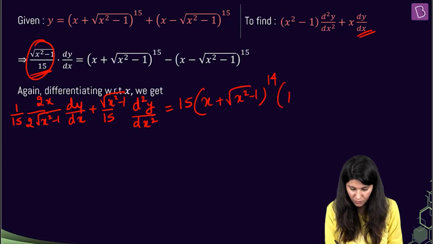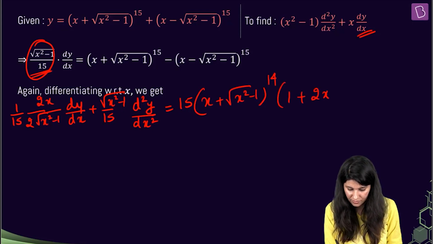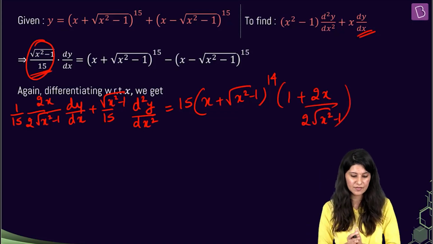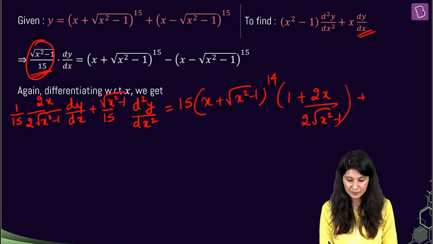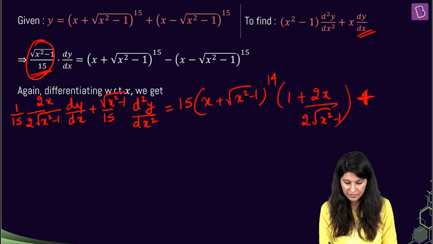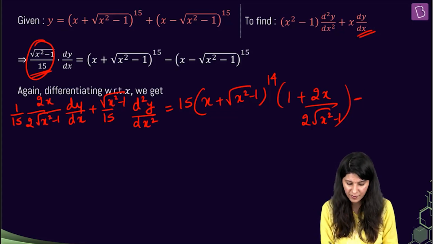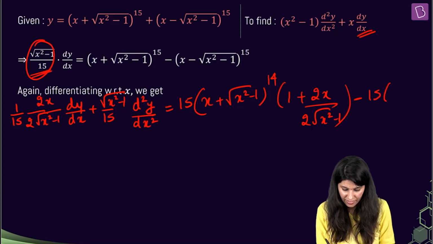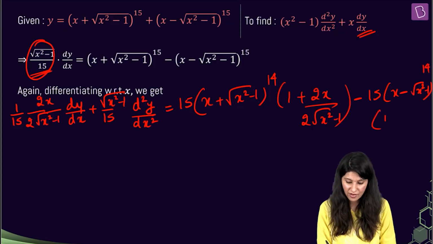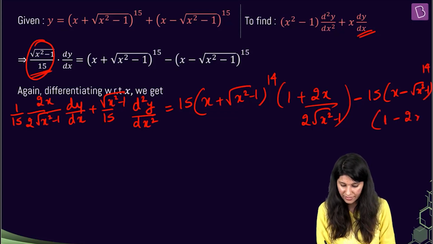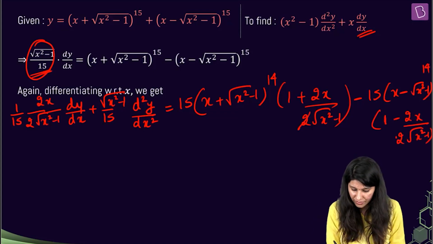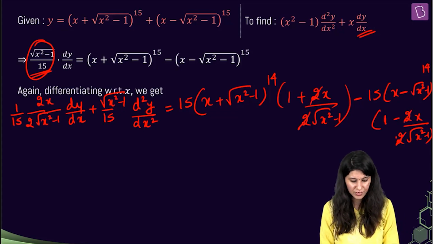So you've got 1, then plus 2x by 2 root x square minus 1. Basically, by observation, you can say that here you will get a plus sign. Let's just go with the method only. Then minus 15x minus square root x square minus 1 raised to power 14. And in multiplication, you will have 1 minus 2x by 2 root x square minus 1. So 2 and 2 are cancelled out, and 2 and 2 are cancelled out over here as well.